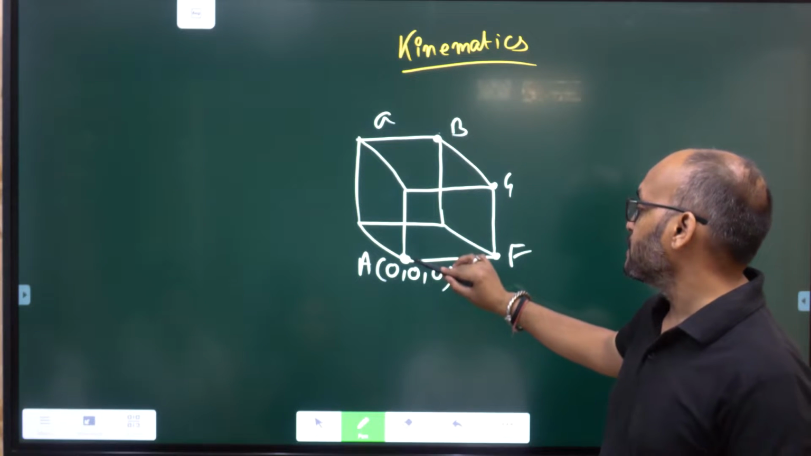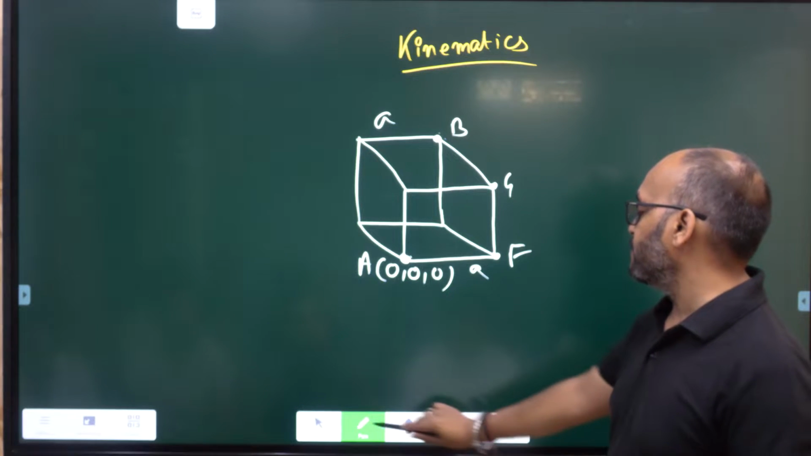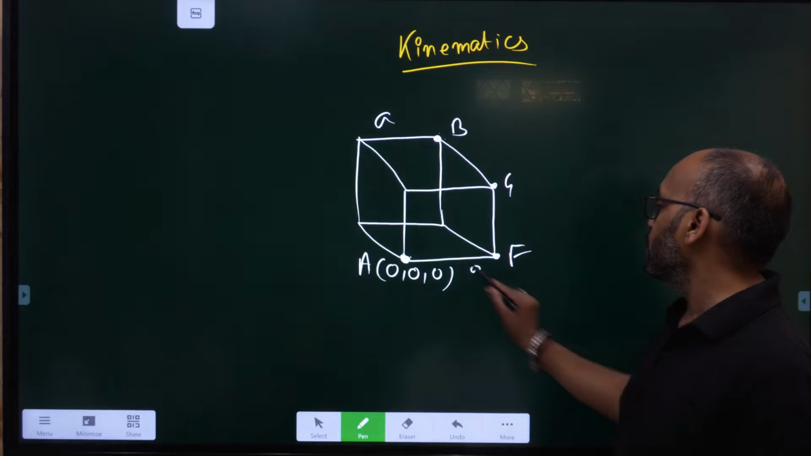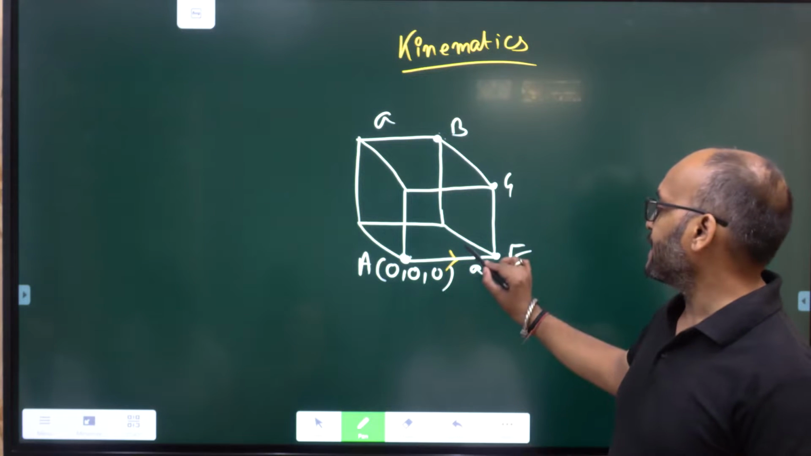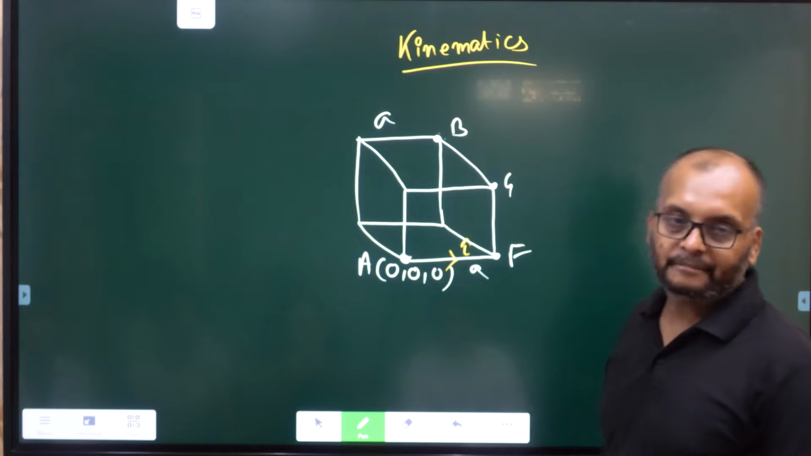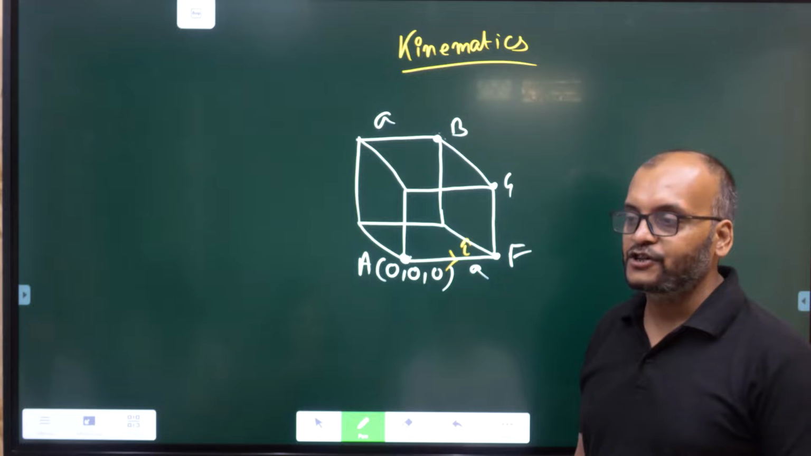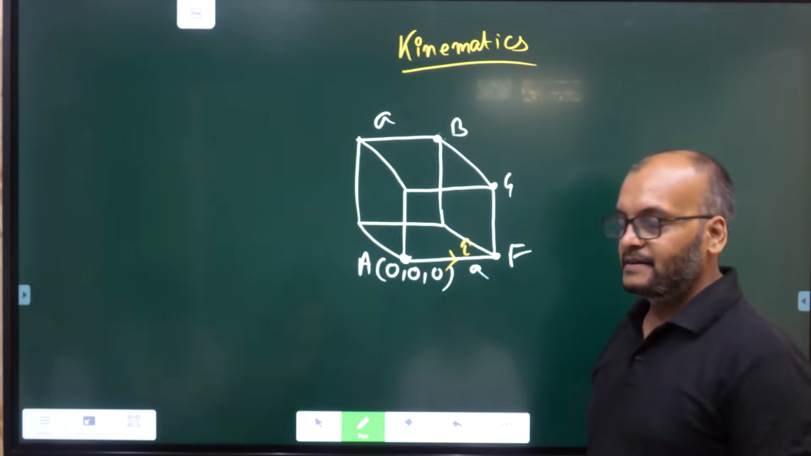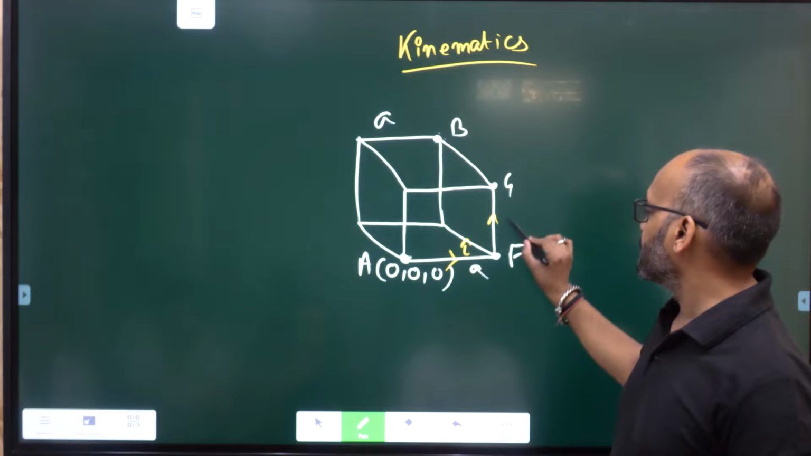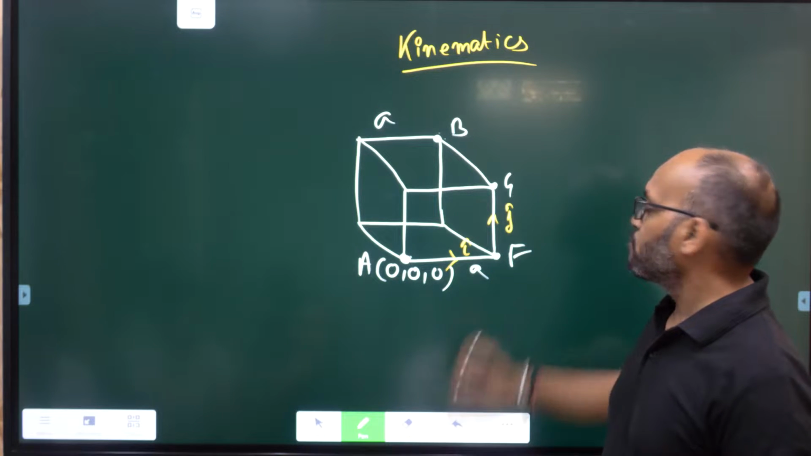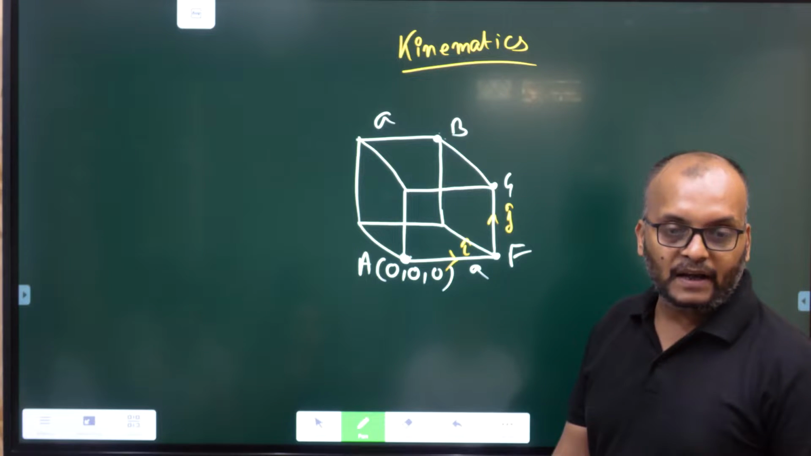So what I said was that, see, I am going from A to F. That means I am moving along positive x-axis. I can call it i cap. i cap is the orthogonal unit vector which represents direction along the x-axis. Then from F to G, positive j cap, orthogonal unit vector representing direction along y-axis.